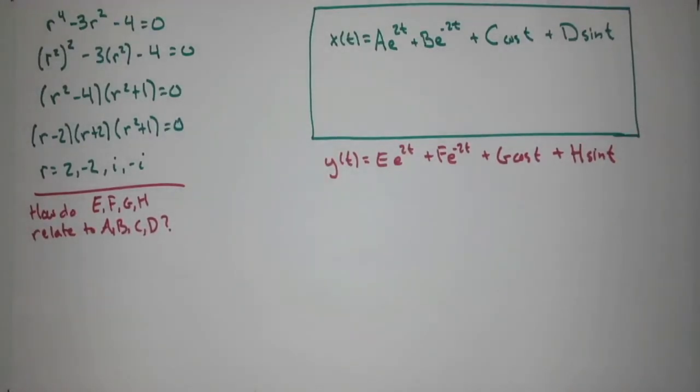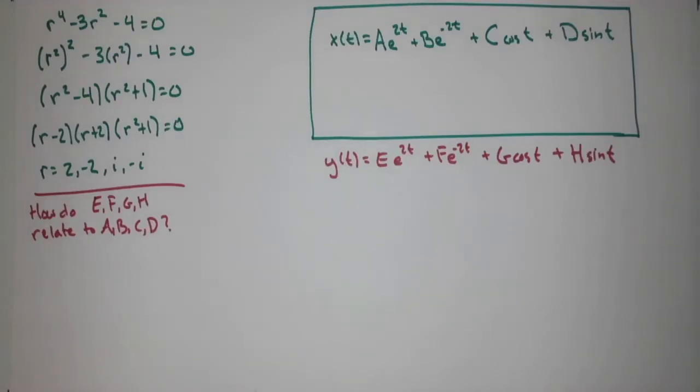Yes, I see a hand up. I'm going to throw a guess that E is just negative A and F is just negative B and so on. Ooh, that's an interesting guess. One of those is correct, but not both of those.